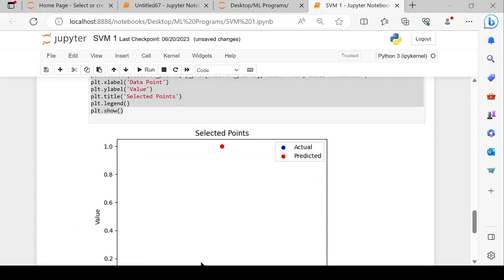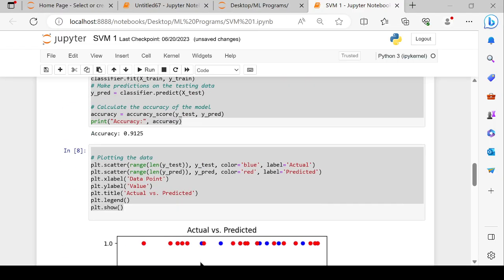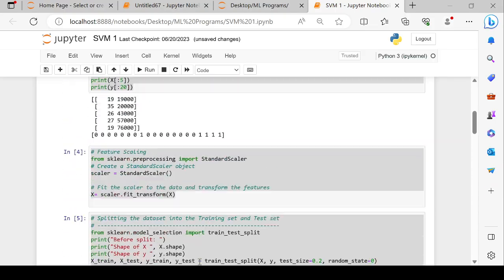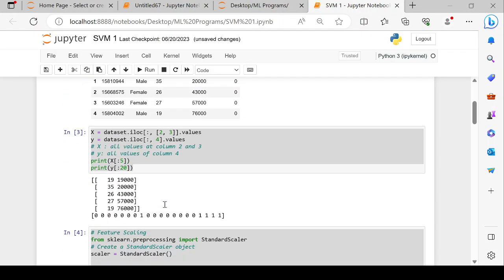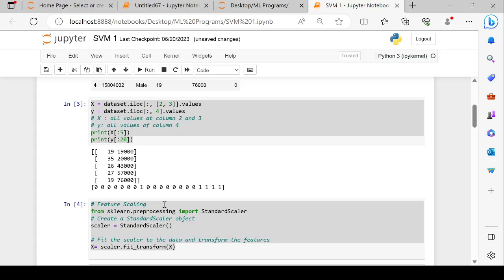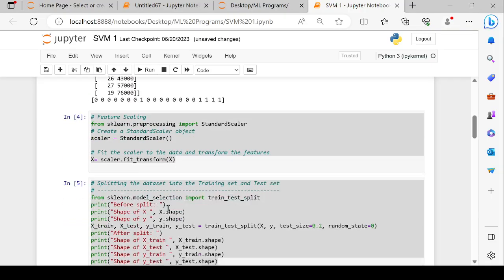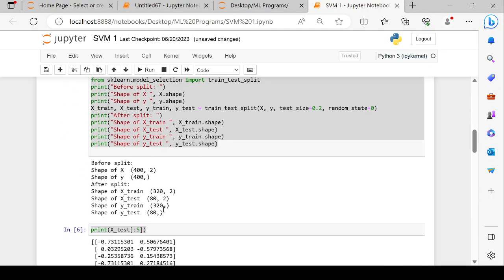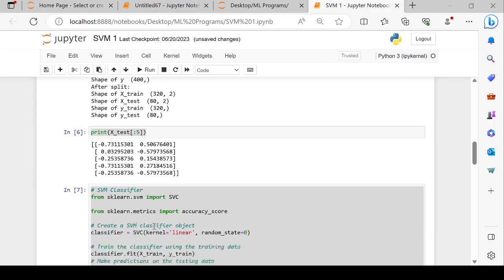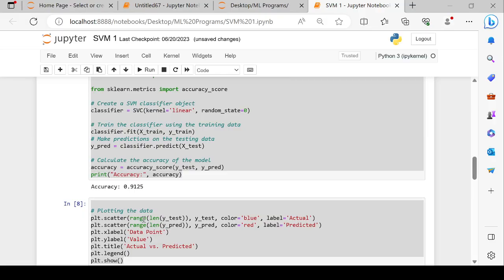Okay. Understood? I will recapitulate once. You import libraries. Then you take the data set. Then you assign the data set X and Y values. Do feature scaling. Split the data set into training set and test set. And then you can do the classification, and also you can find the accuracy.